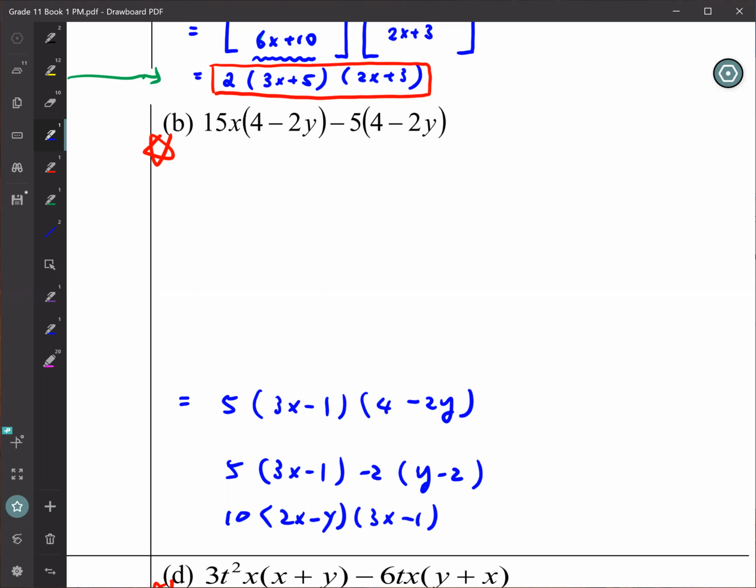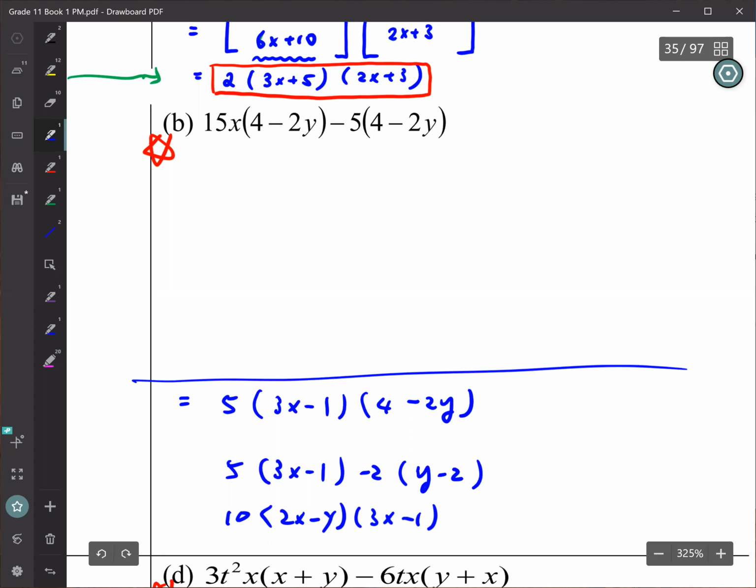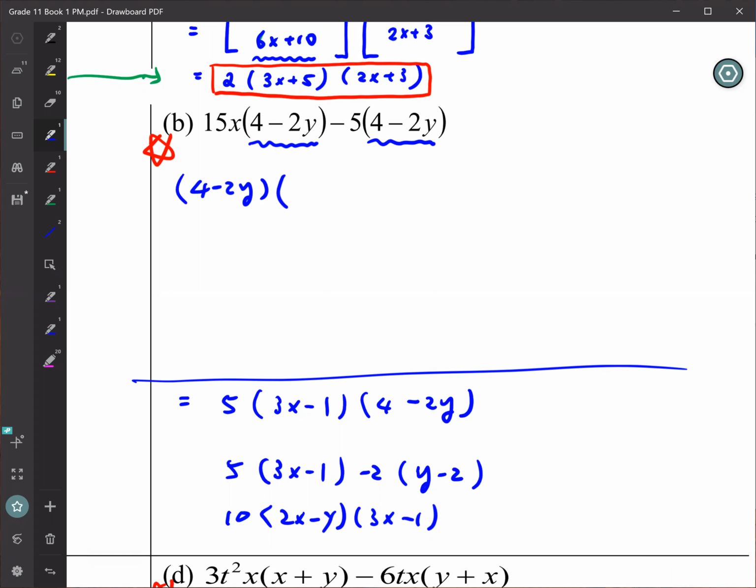Let's go over it, okay? So this one, we agree that the brackets are GCF, right? So we can just take it out. These 2 brackets are the same, so we'll take it out. So far everybody agrees. So what should be left now? Chris, what should be left if I take out 4 minus 2y?